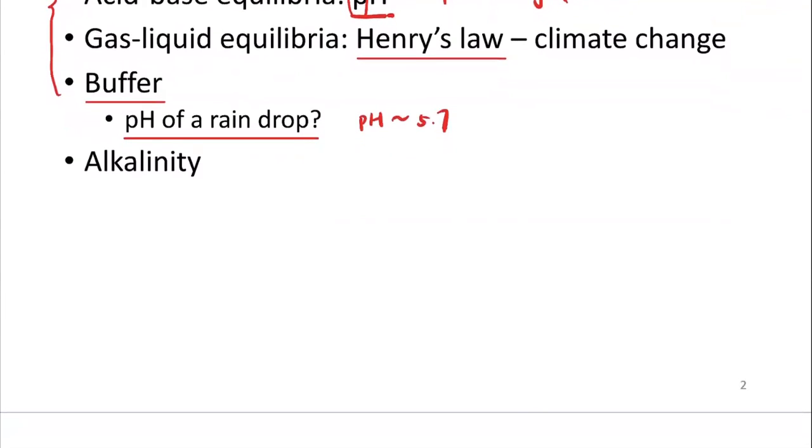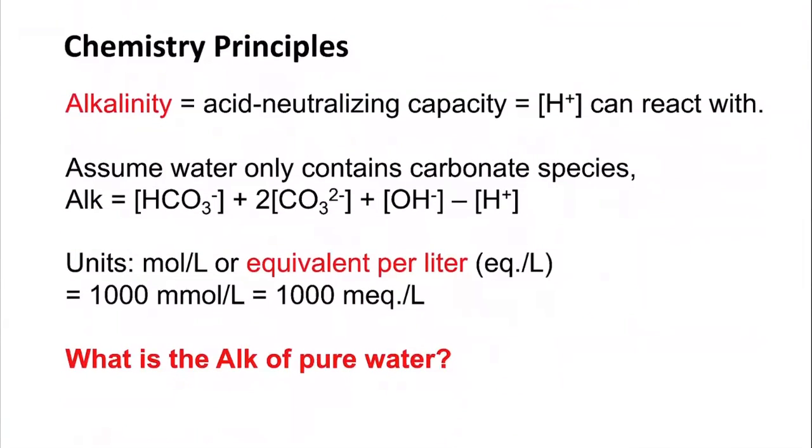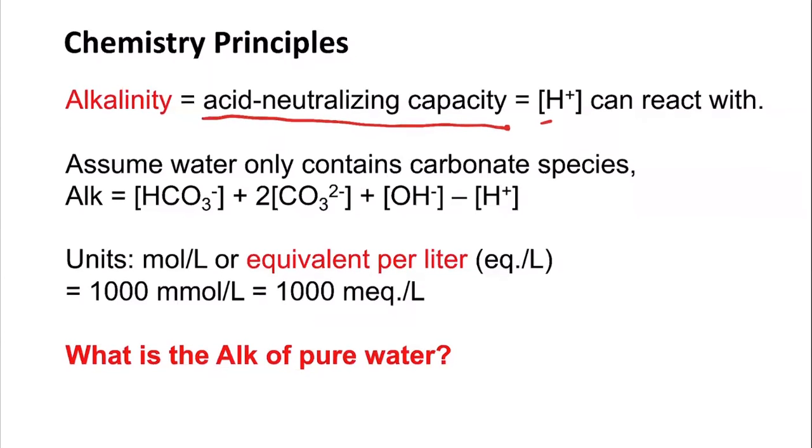So finally, we introduced the alkalinity. Alkalinity describes how much alkali it contains in the solution, or more specifically, how much acid it can neutralize, right? So if we just finish up this discussion, the alkalinity is defined as the acid neutralizing capacity, right? So basically, it describes how much hydrogen ions it can react with, okay?